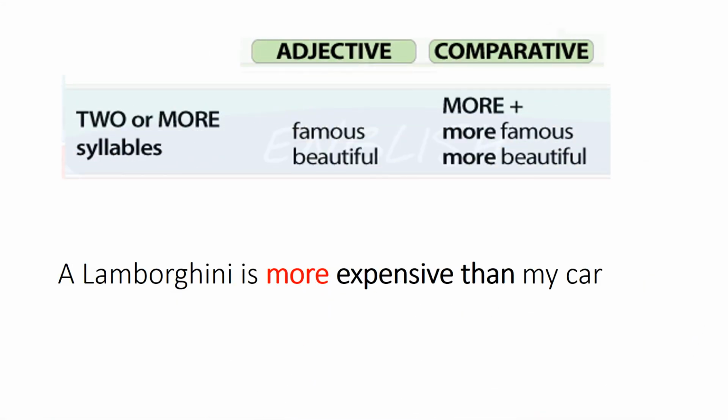Case number 4. When we have a 2 or more syllable adjective, it is necessary that we use the expression more and the normal adjective. For instance, more famous, more beautiful. A Lamborghini is more expensive than my car.